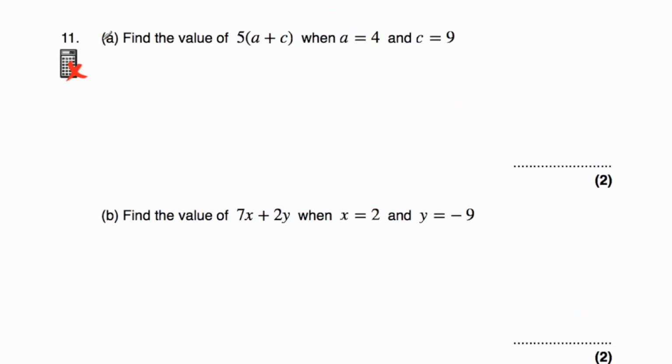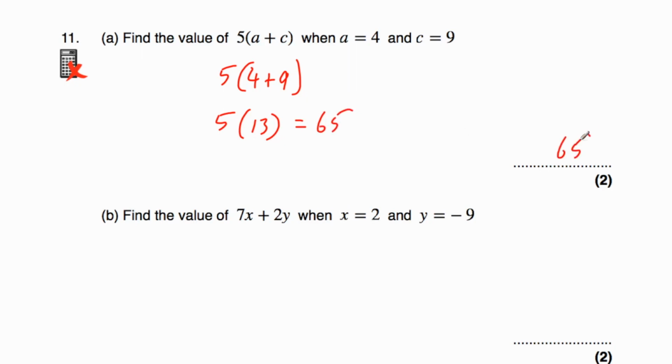Okay, question number 11a, we've been asked to find the value of 5 brackets A plus C, close brackets, whenever A is equal to 4 and C is equal to 9. So let's substitute in our values. We've got 5 and then brackets and then A plus C, well, it's going to be 4 plus 9. Now let's work out our 4 plus 9. 4 plus 9 is 13, so we've got 5 brackets 13, and that means 5 times 13. And 5 times 13 would be equal to 65.